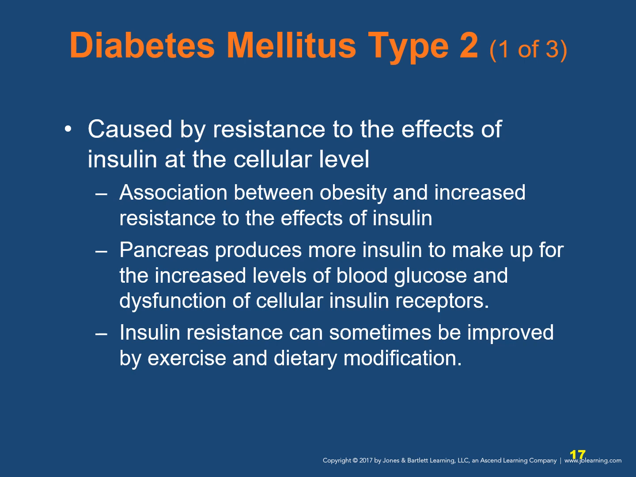The blood glucose levels continue to rise and do not respond when the pancreas secretes insulin, which is a process called insulin resistance. Insulin resistance can sometimes be improved by exercise and dietary modification.